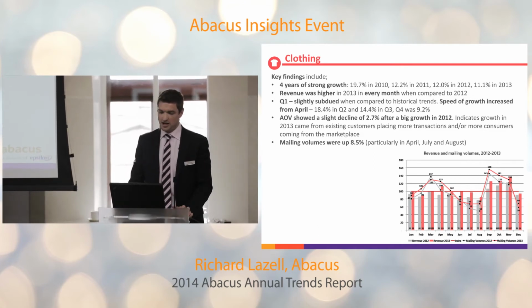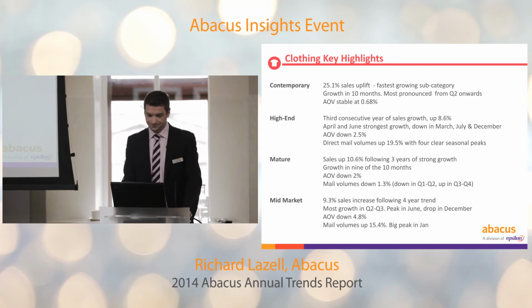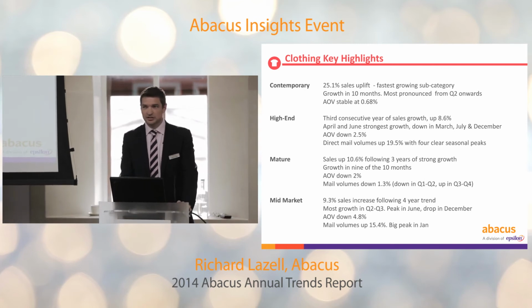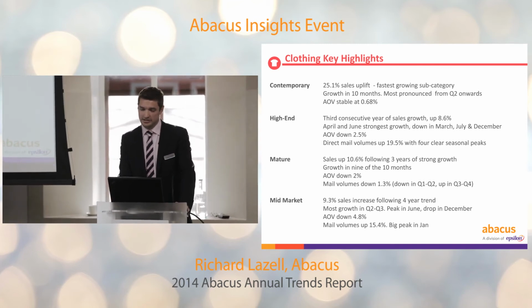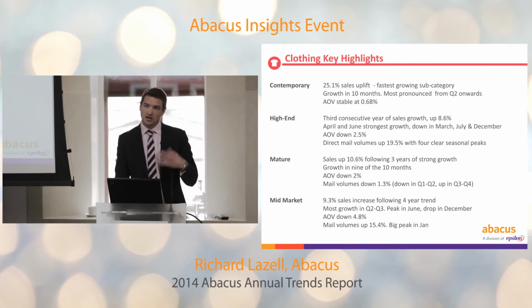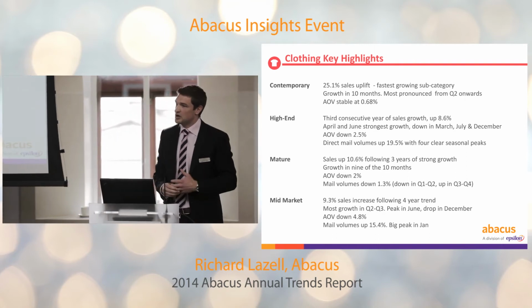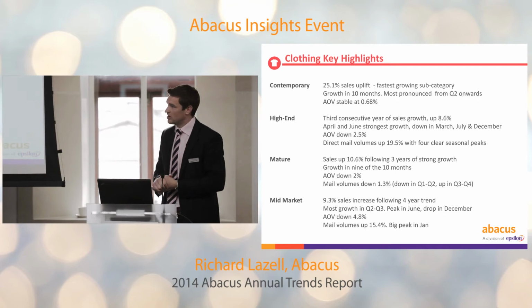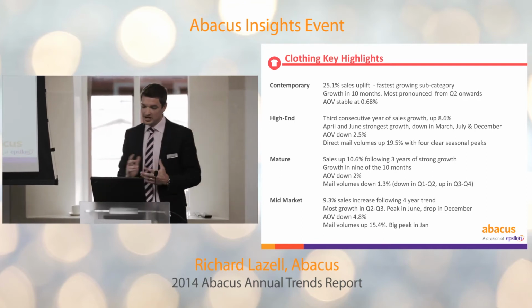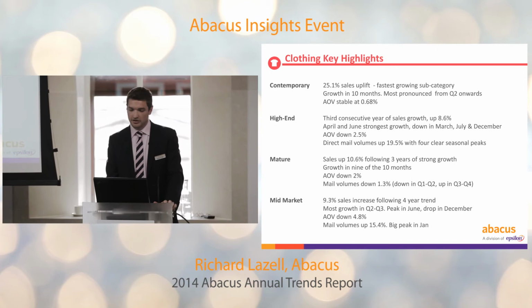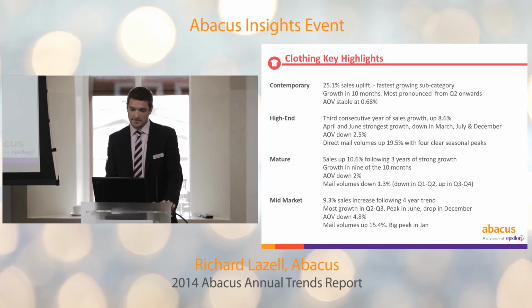Just a couple of key highlights on the 4 subcategories though. Contemporary was the real win within the subcategory. Contemporary would be the slightly more expensive items than mid-market, so you'll find them in the high street, you'll find them online, in concessions. They had a really strong year, 25% growth, and growth in 10 other months. AOV, in contrast, was fairly stable.